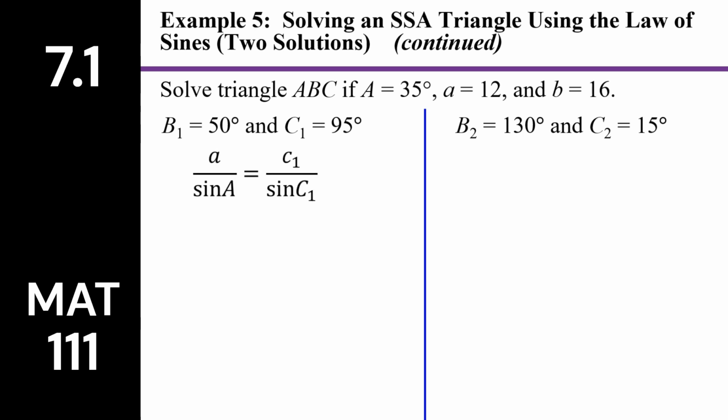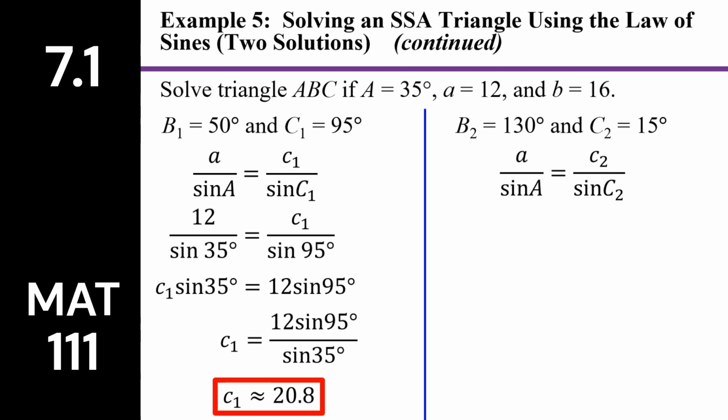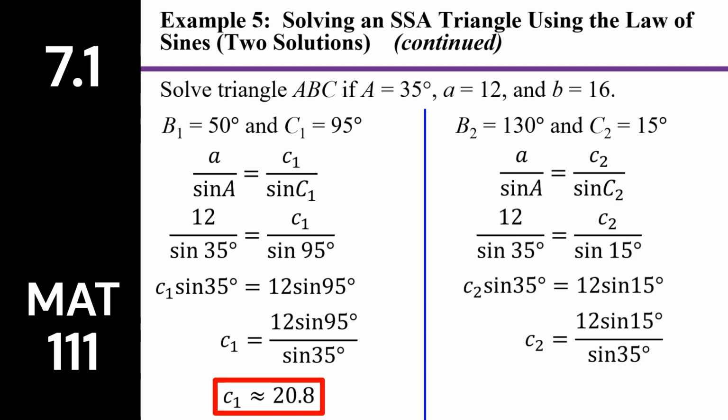That involves the law of sines. We substitute in the values we know, cross multiply, divide by the sine of 35, and then we use our calculator. For triangle 2, we use the law of sines, substitute in, do the algebra, and then compute it on our calculator, and we get C2 is 5.4.